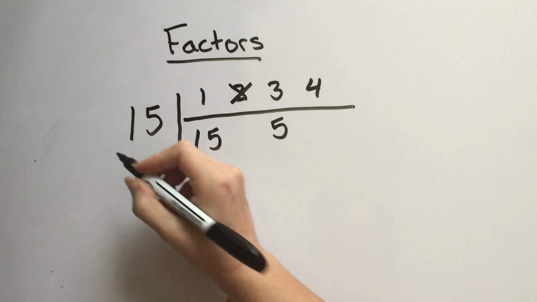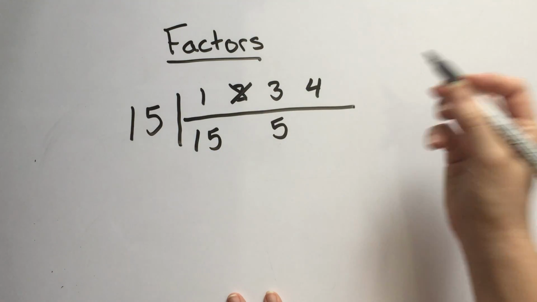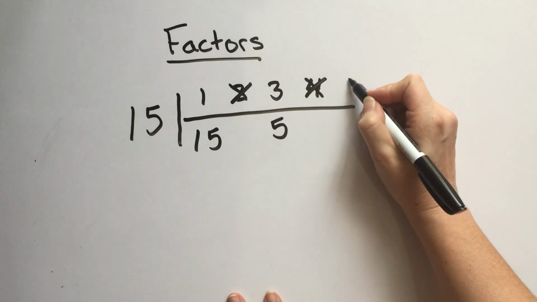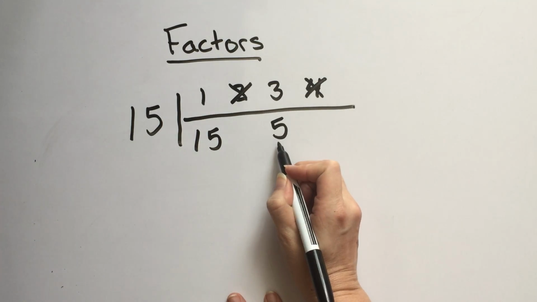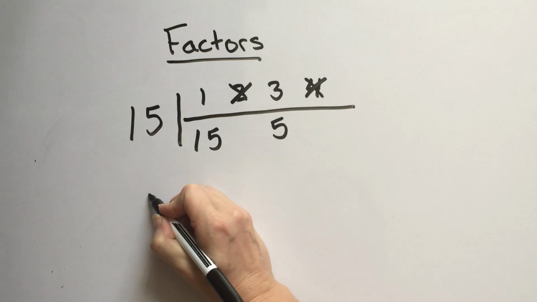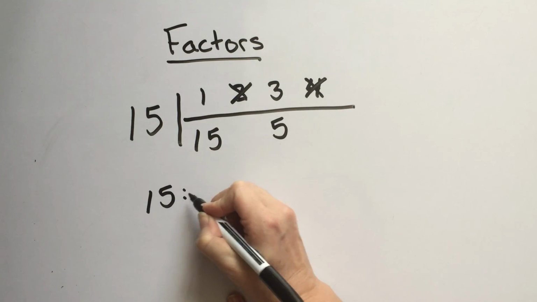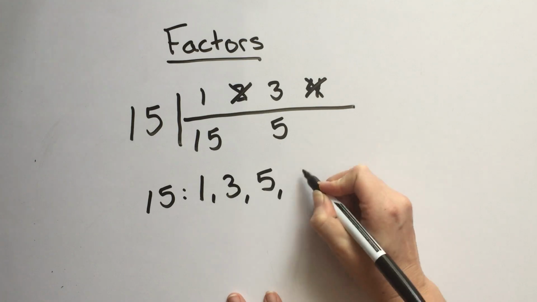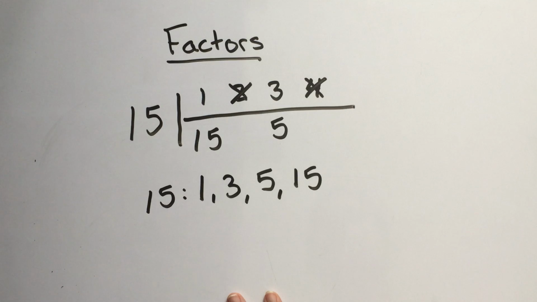All right, 4. 4 times what is 15? Nothing. 4 times nothing is 15. I can't make it work. And then 5, oh, well, I'm back around already again, so I'm all set. So the factors of 15 are 1, 3, 5, and 15.